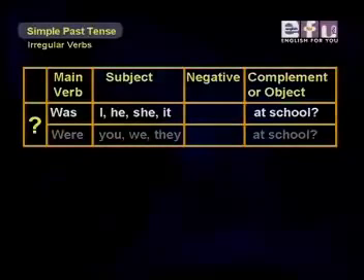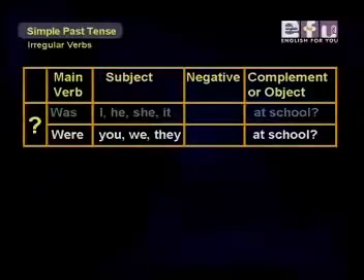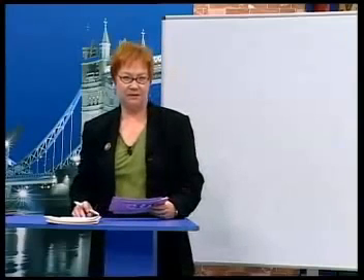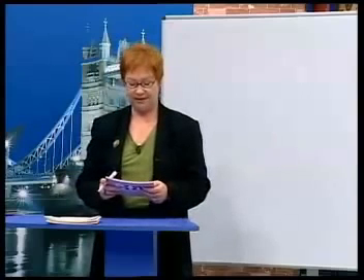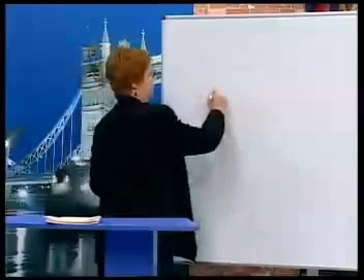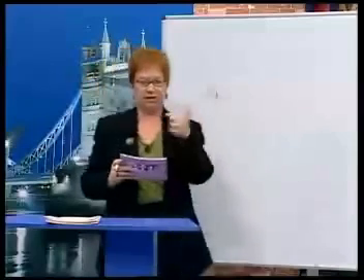Now with questions, we change it. Was I, she, he, it at school? Was I at school? Or were you, were they, you, we, they at school? Were you at school? Okay, so you have the verb, the subject, and the complement. This is only for be. Okay? We don't use a helping verb with be for negative sentences or questions. And when we ask questions, we change the order for yes, no questions. Okay, we change it around.